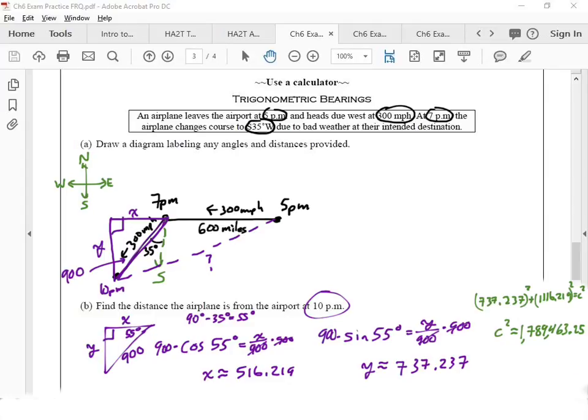All right, what is the square root of that? What do you get? 1,000. There you have it. Now that's in miles. Boom. That was gnarly.